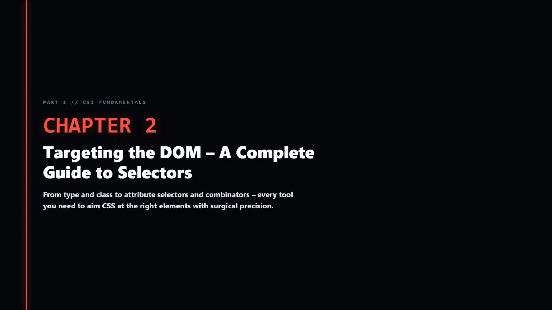In this chapter, you'll master every fundamental selector: type, class, ID, attribute, and the combinators that let you navigate the DOM tree. You'll learn how to group rules efficiently, avoid specificity traps, and build a solid selector strategy that scales. By the end, you'll be able to point your styles with total confidence.